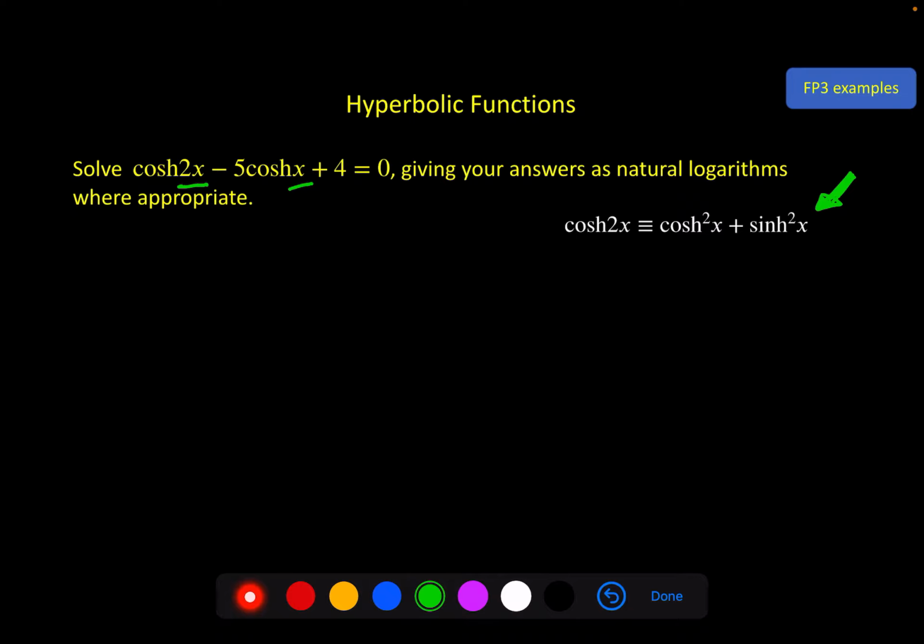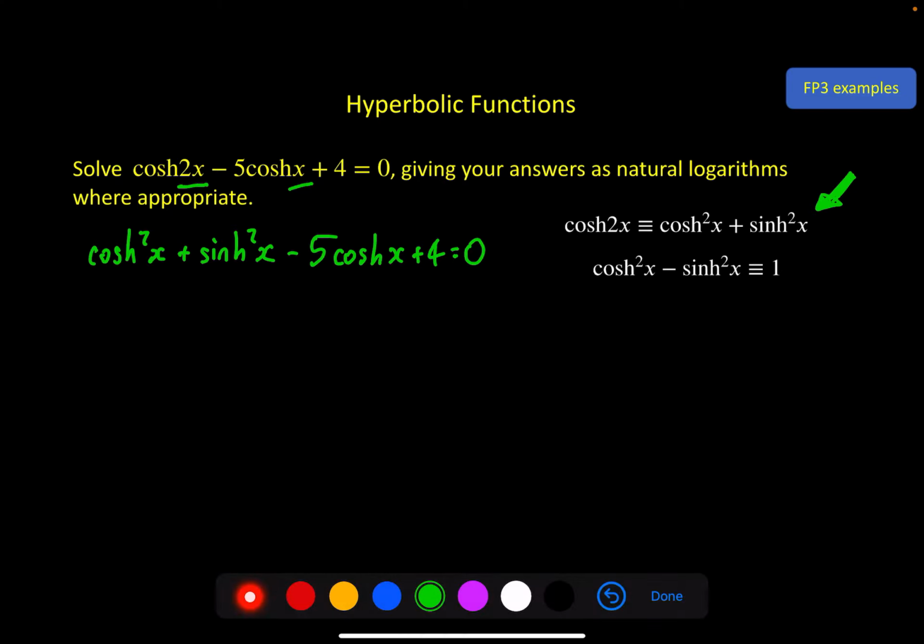So cosh 2x, we're going to change that into cosh squared plus sinh squared minus 5 cosh x plus 4 equals 0. And you can probably see what we're going to do now. We've got a sinh squared there that we can change into a cosh squared minus 1. So that's going to give us 2 cosh squareds. We're going to have a minus 1 with the plus 4, but we're still going to have the minus 5 cosh x. Minus 1 plus 4 is a plus 3.